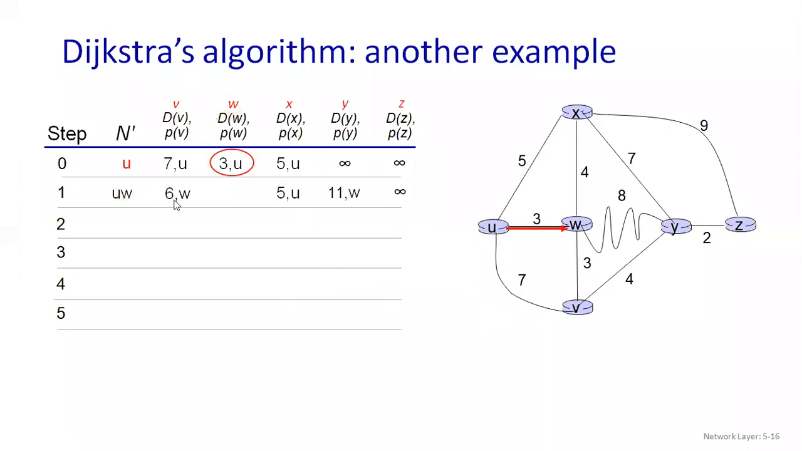Now the next value: U to V will be 7 this side, but if you are coming from this W, it will be a lesser value, 3 plus 3 is 6, and it will be 6 comma W. Then similar things: W to Y, this side it will be 8 plus 3, 11, and the previous node will be W. So now 5 is the least one and it is connected.